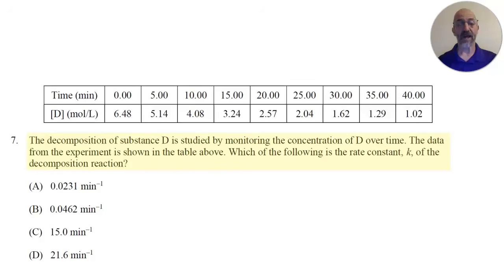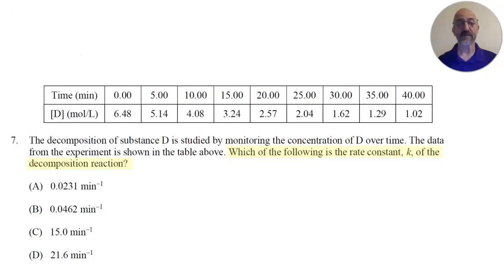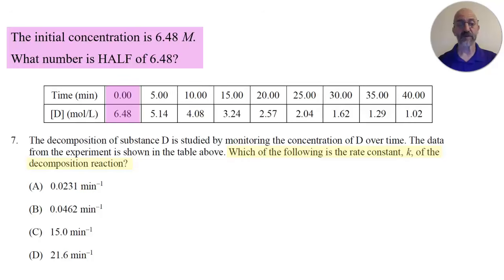I'll just remind you what I had mentioned earlier. Half-life is a critical parameter for first-order reactions because the half-life is constant. We don't know if this is first order, second order, or 0 order, but if we start by looking for half-life, then maybe we can at least make a conclusion about whether the half-life is constant over time or not. So I'm going to begin with 6.48 moles per liter.